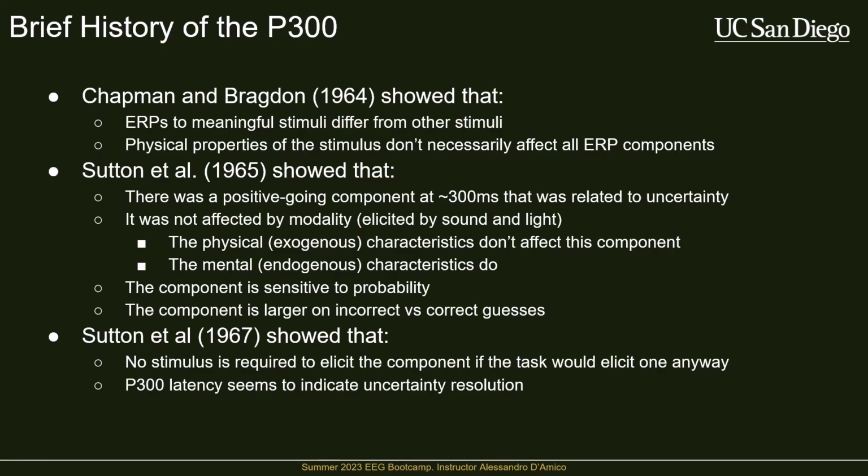So a year after that, Sutton et al. showed, with a guessing task, and the task was really simple. But at this time, uncertainty was huge. Everyone was studying uncertainty because they thought that uncertainty was the cornerstone of information and gaining and parsing information. So they designed a guessing task where participants would see a pre-stimulus and then an actual stimulus.